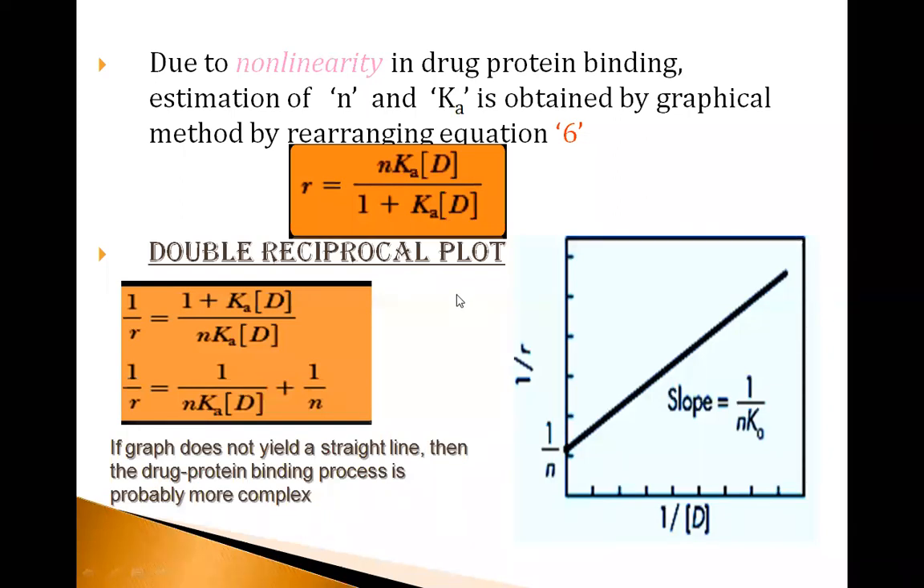What's the advantage of rearranging or taking the reciprocal of the equation? This is the basic equation that gives us a straight line equation. What is the advantage of a straight line equation? A straight line equation helps us come out with all the required values which we need to calculate, especially the n value and the Ka value. So n is the number of identical sites and K is the association constant.